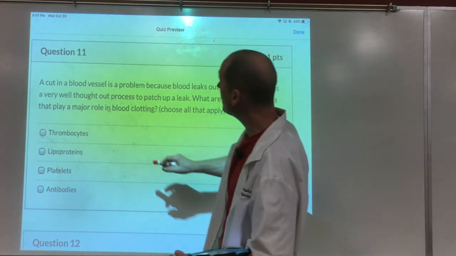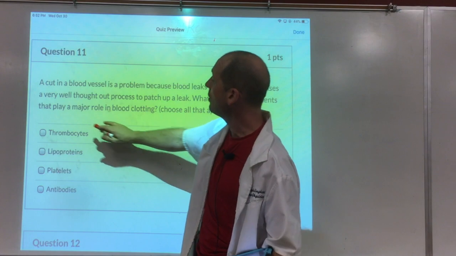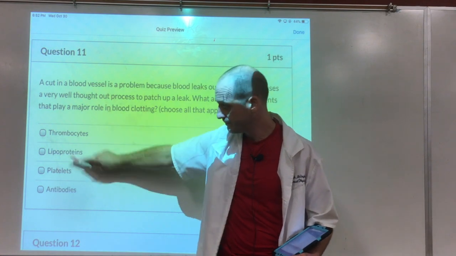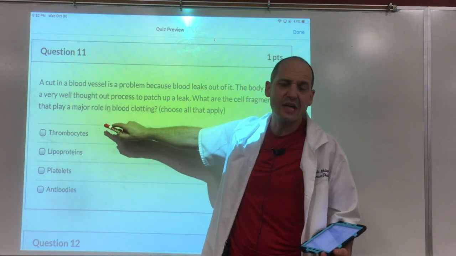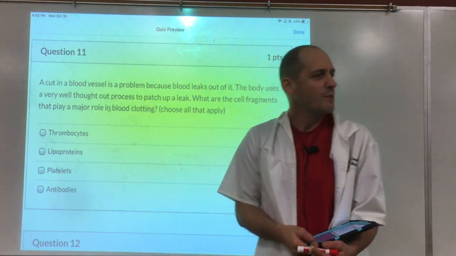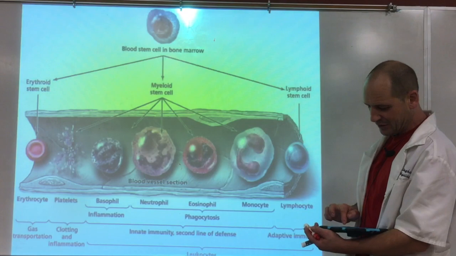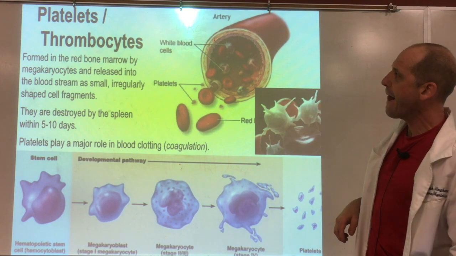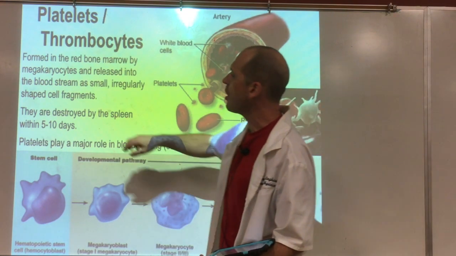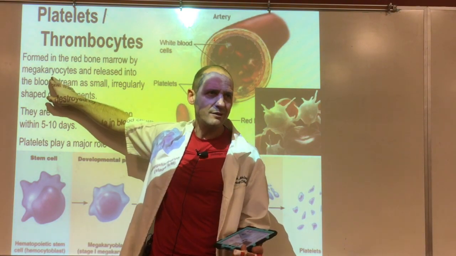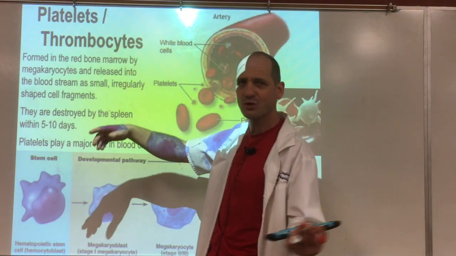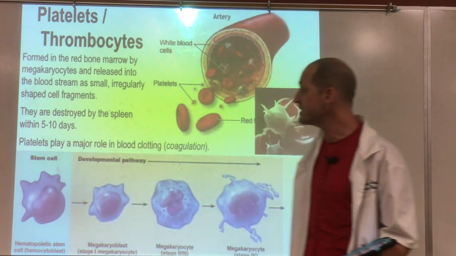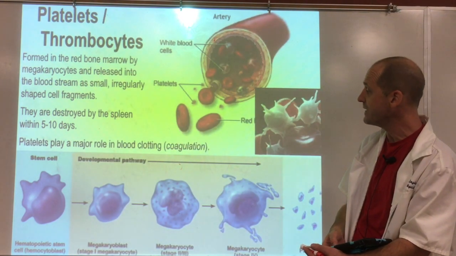What do we call the cell fragments that play a major role in blood clotting? Thrombocytes and platelets. Good. Thrombocytes is the technical term, and everybody says platelets. So we say platelets, although it's nice to pronounce these goofy names. They are made in the bone marrow by cells called megakaryocytes. Mega just means big. And then they explode, and the fragments are the platelets. They are very short-lived, 5 to 10 days, but they are a major player in the coagulation process.